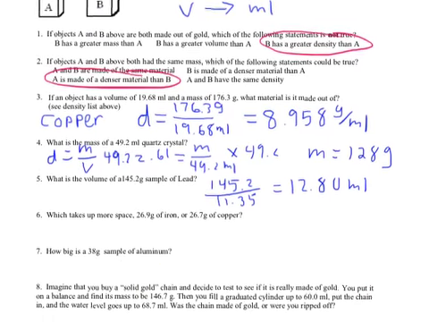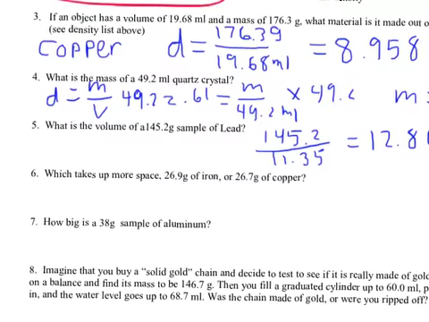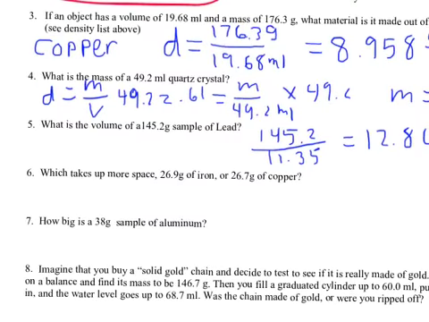Okay, let's go on here. Number 6. Let's make it a little bit bigger. Alright, which takes up more space? Okay, so space, if you recall, is volume. So I'm looking for volume. And if I use the equation circle, the equation circle is density equals mass over volume. And I'm looking for space, which is volume. So if I cover up volume, that says take the mass and divide it by the density.